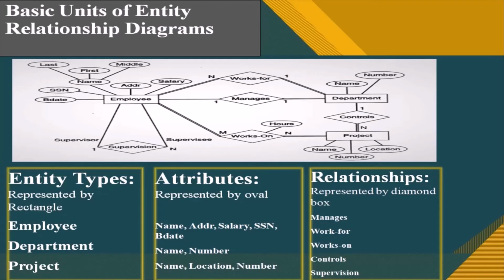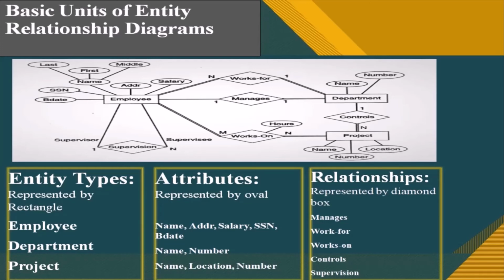In this diagram, entity types, attributes and relationships are shown. Entity types are represented by a rectangle, and there are three entity types: employee, department and project. The attributes of the employee entity type are name, address, salary, social security number and date of birth. Department has name and number as attributes. Project has name, location and number as attributes.